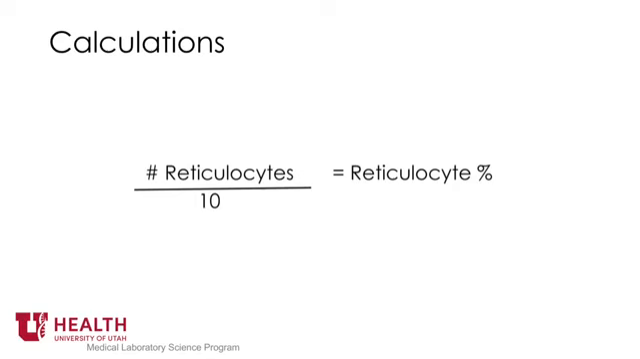To calculate the reticulocyte percent, if the number of red cells counted is 1,000, divide the number of reticulocytes by 10. Results are reported as percent reticulocytes.